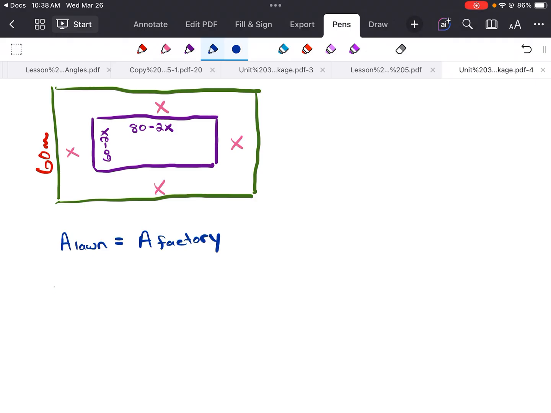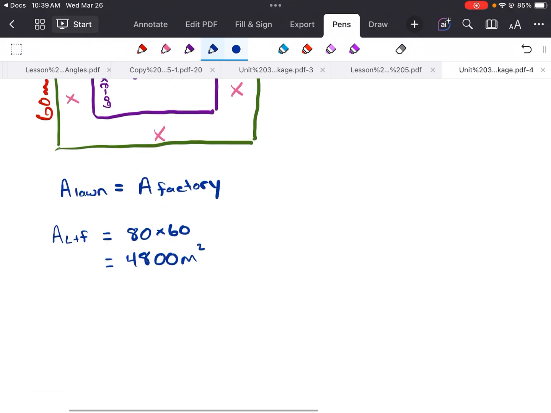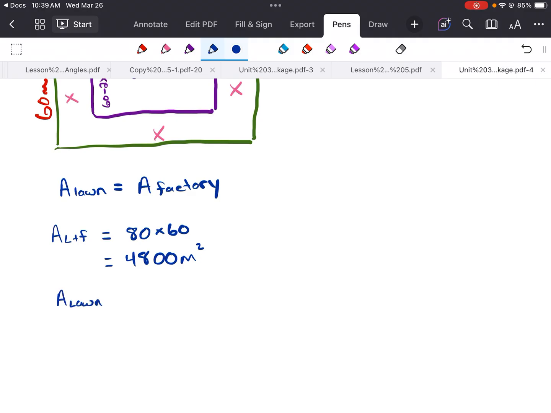Okay, the area of everything, so the lawn plus the factory, so the whole yard is 80 by 60, which is 4,800 square meters. And since both parts have to be the same, we just divide that by 2. So the area of the lawn is 2,400 meters squared, and the area of the factory is also 2,400 meters squared.